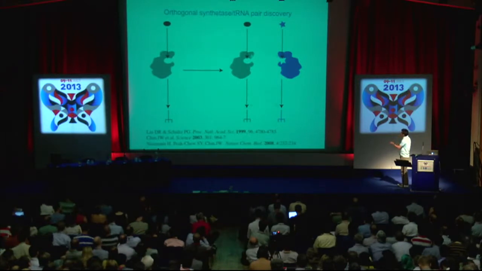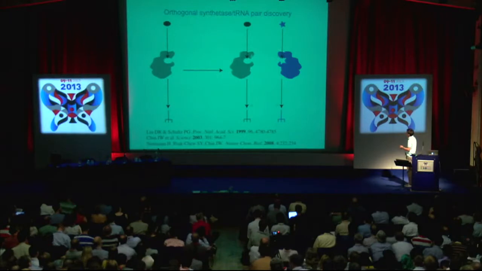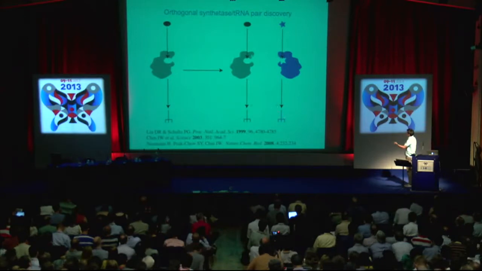And it turns out you can solve this problem in two steps. You can first take a synthetase and tRNA from an evolutionarily divergent organism. This is taking advantage of natural evolutionary divergence, and find ones where they don't cross-acylate the endogenous tRNAs in a host and where the tRNA is not a substrate for the endogenous synthetases.